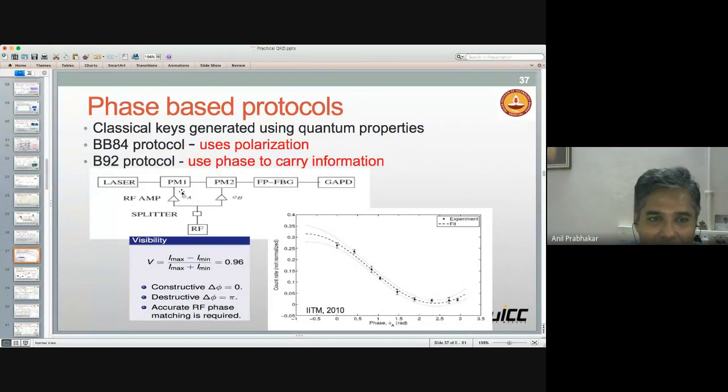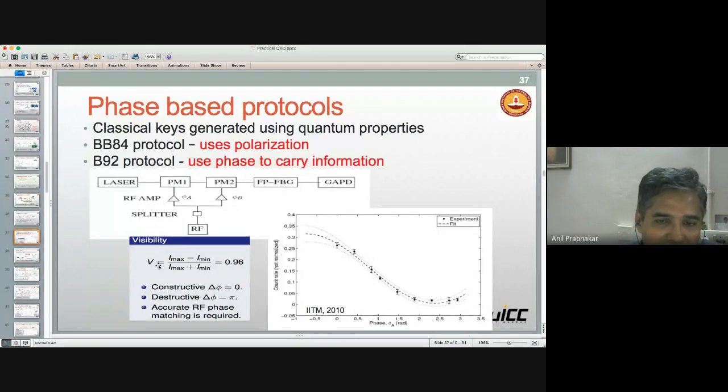This was an example of us doing what is called the B92 protocol using phase to carry information. Two phase modulators with a spool of fiber in the middle. And when the phase modulators have the same phase, then you will get constructive interference. When they have different phase, you'll get destructive interference. And there is a formula for the visibility, and we got about 0.96, which we thought was quite good.